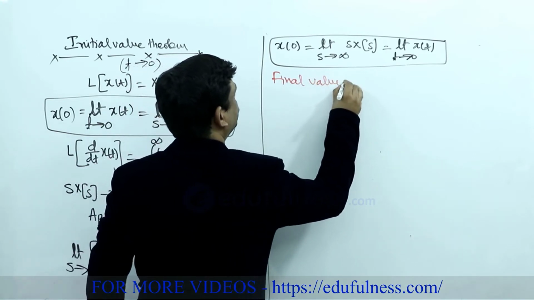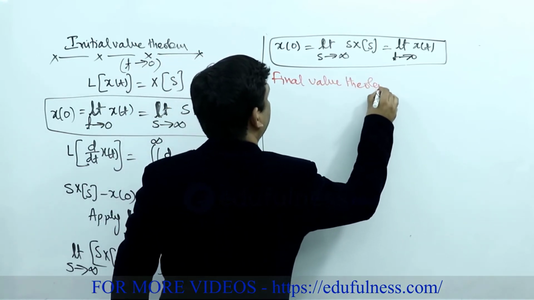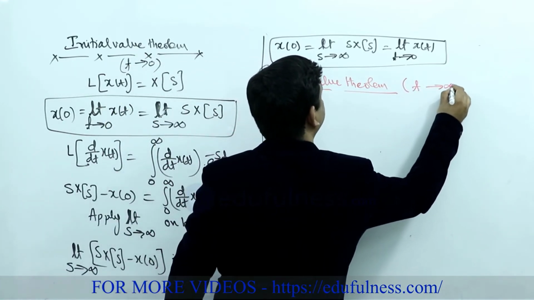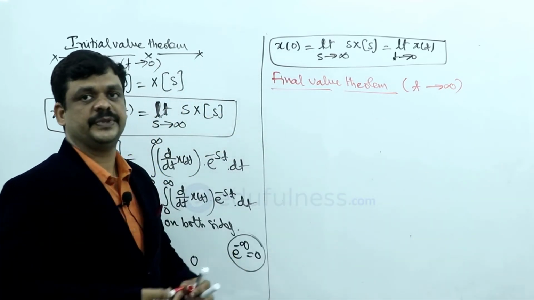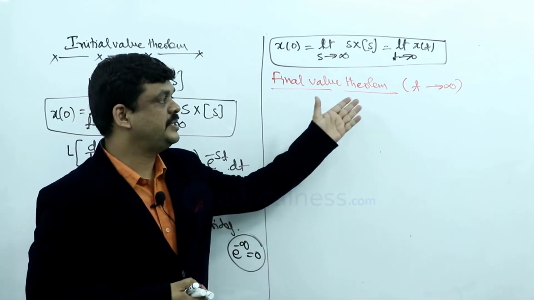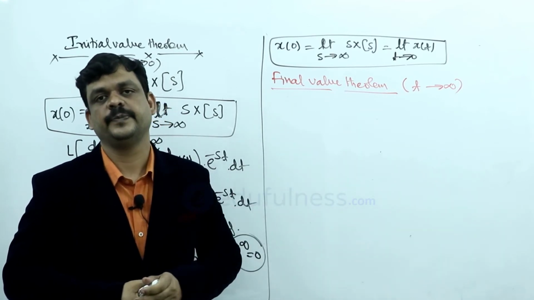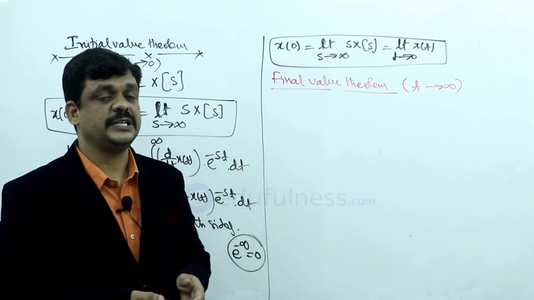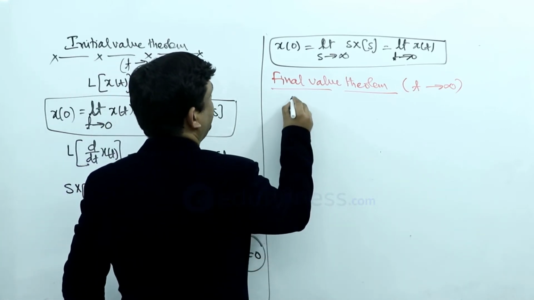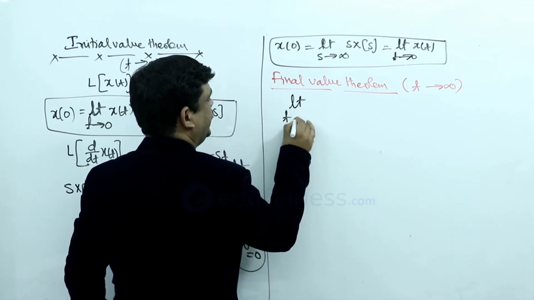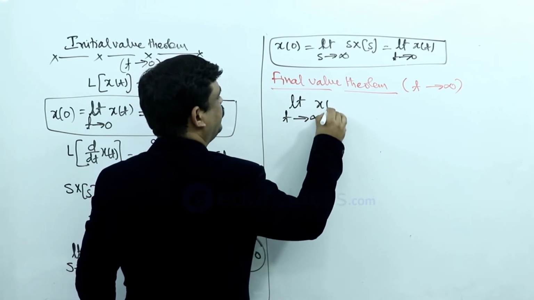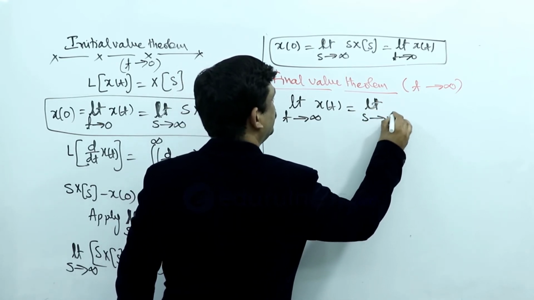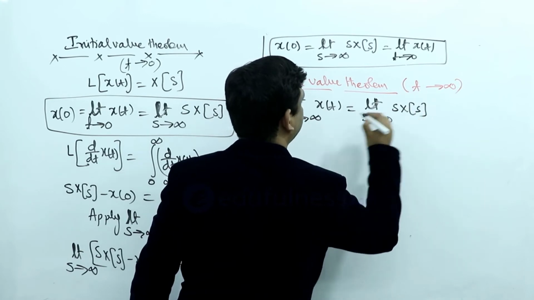Final value theorem. See, final value, that name explains. Now we have to take the t value as infinite. Final condition, steady state condition. Right? So final value means we have to substitute t tends to infinity. If the time becomes infinity, frequency value becomes 0. Right? Both are inversely proportional. That's why the statement is: limit t tends to infinity, x of t is equal to limit s tends to 0, s into x of s.